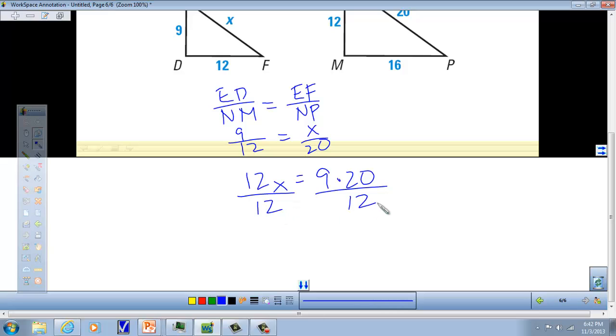It's just easier for me when I don't have a calculator. I'm going to divide both sides by 12. Those are going to cancel, and I'll get X here. I can divide 9 and 12 both by 3. So I get 4 here, and I get 3 here. I can divide 20 and 4 by 4. This gives me 1 here and 5 here. And 3 times 5 gives me 15. So X is equal to 15.